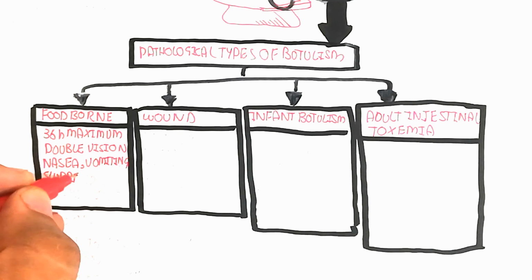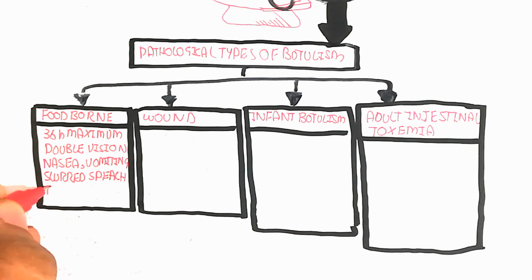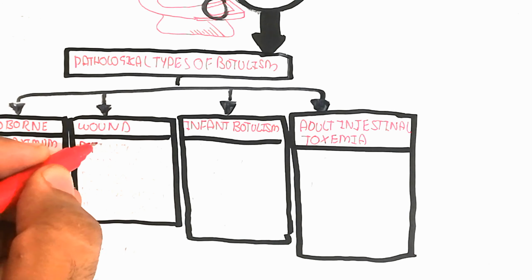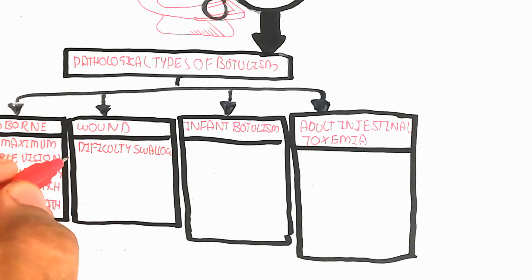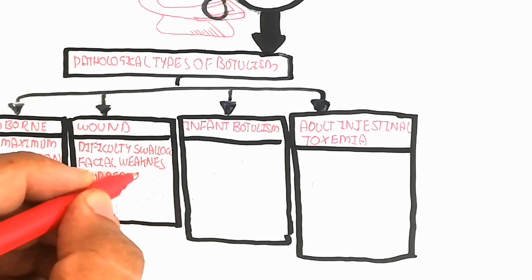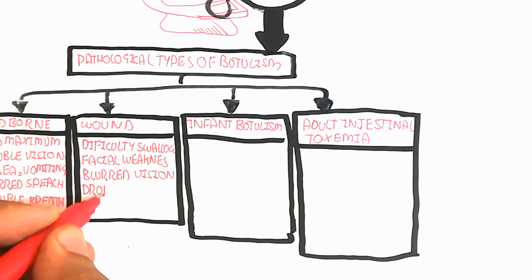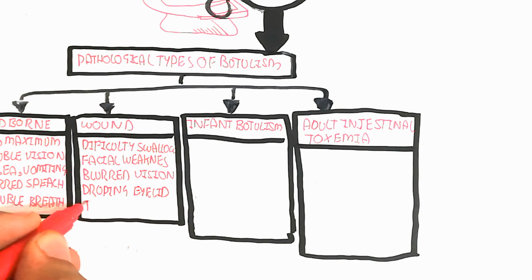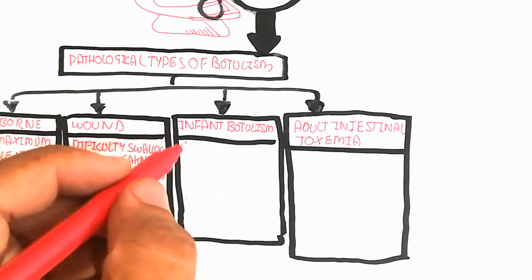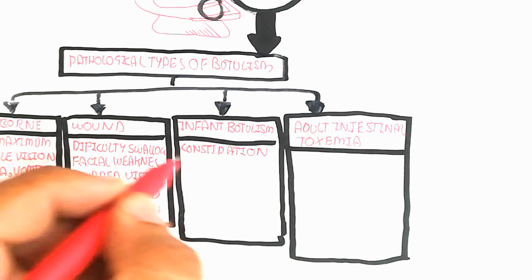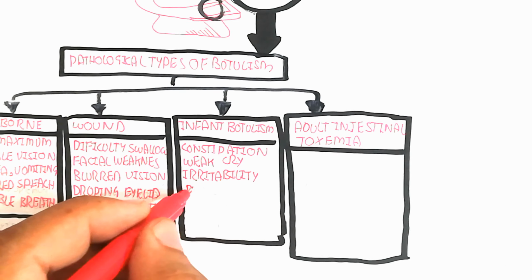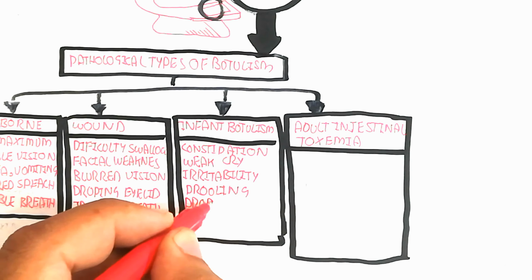On the other hand, wound botulism features difficulty swallowing, facial weakness, blurred vision, drooping eyelid, and trouble breathing. It is due to drug injection, for example cocaine injection, where the injection site is important for the invasion of these bacteria through the wound. It is known as wound botulism.